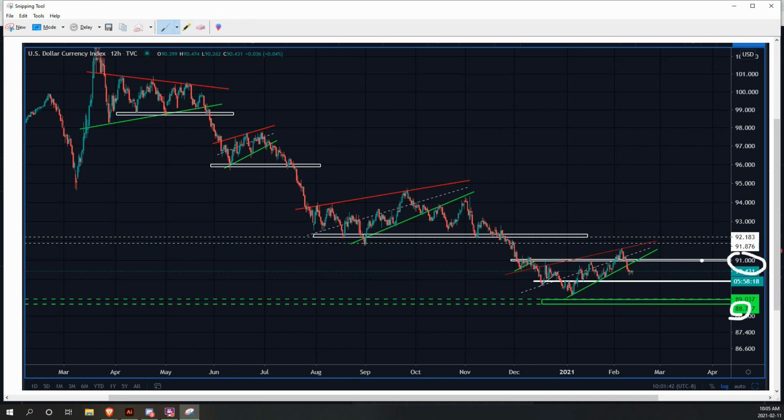So we've already completed the first pattern, which is the ascending wedge. We're going to be making our way down to around 89, 88. That's going to be the double bottom.